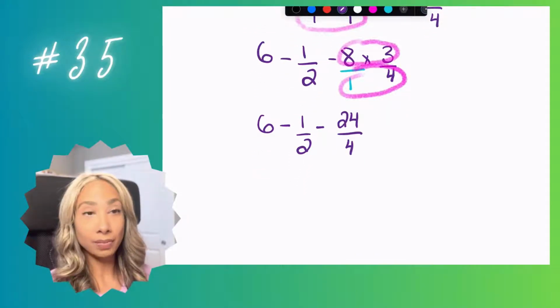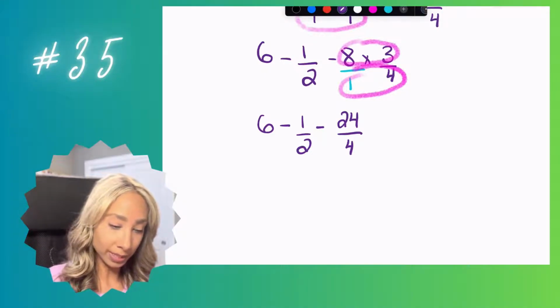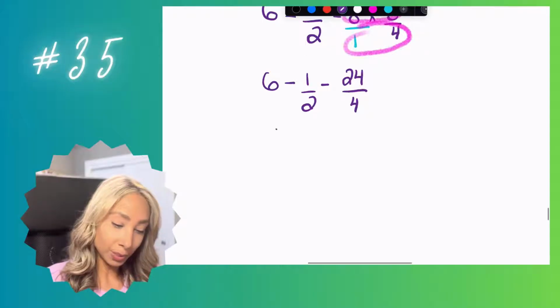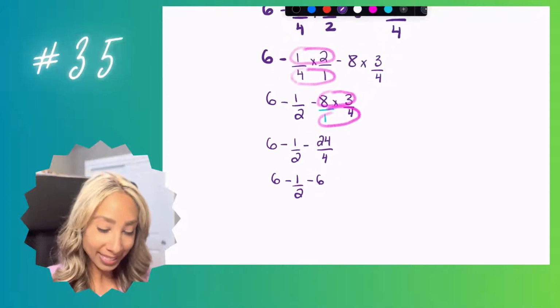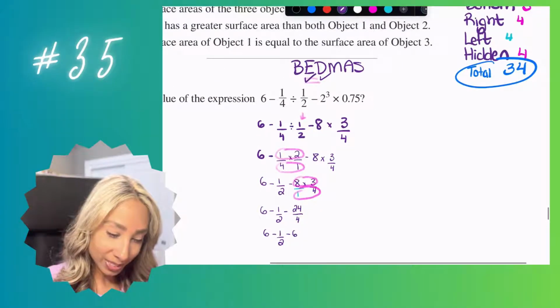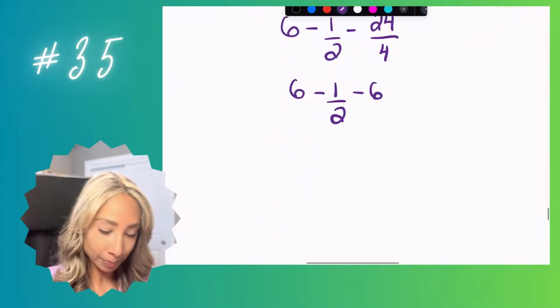Now again, we can simplify that, right? So 24 into 4 groups is going to give me a whole number of 6. So this is going to be rewritten as 6, take away 1/2, take away 6. Okay, let's keep looking at this. So we've taken care of our multiplication. We have no addition, so just our subtraction.